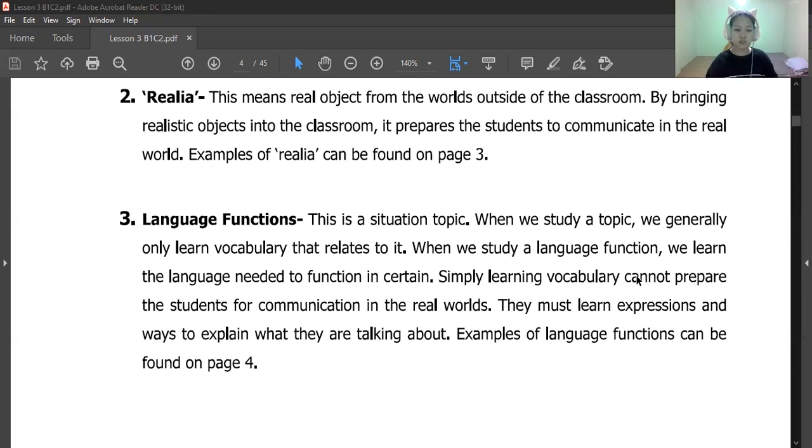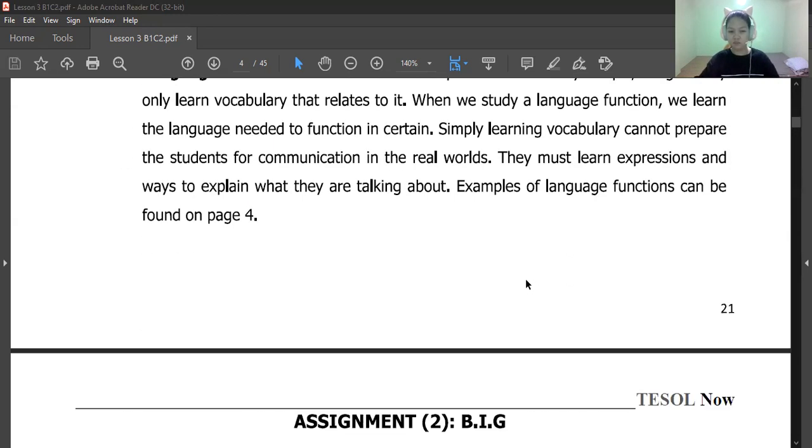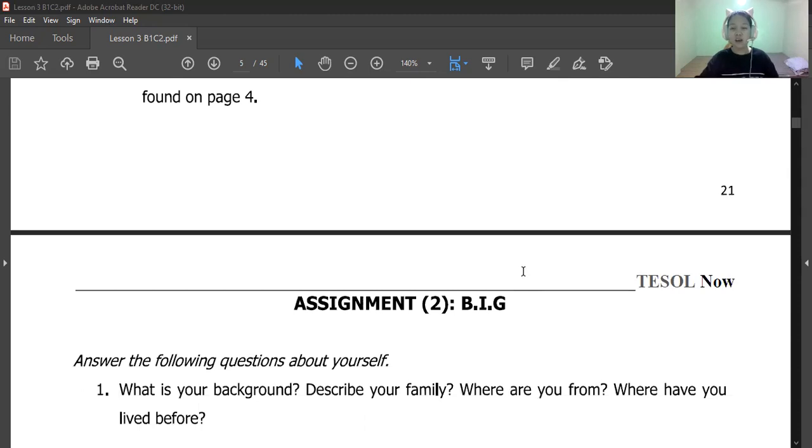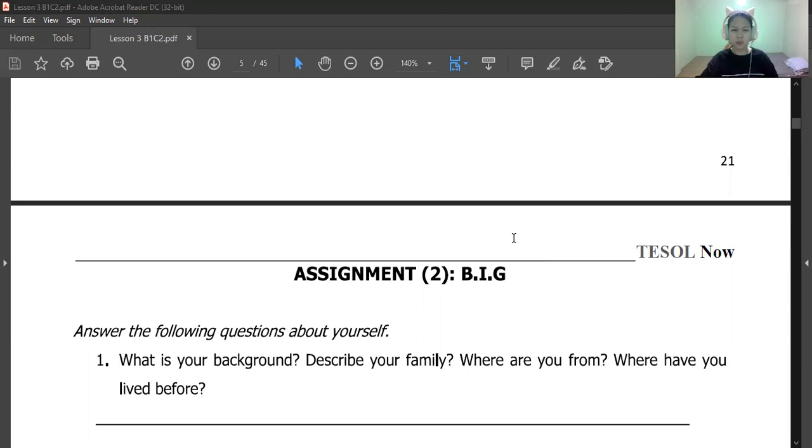Examples of language functions can be found on the next pages. I will be posting this learning material as well. So here we are on BIG. So what are the sample questions that you can give so that you can acquire the BIG of your students?